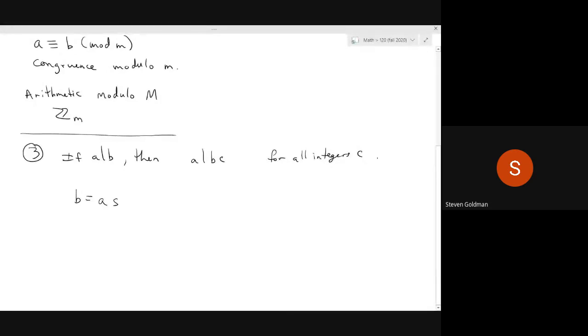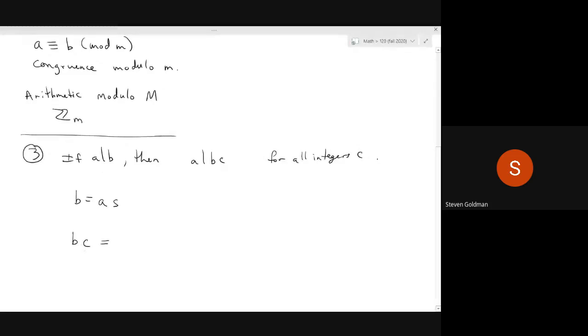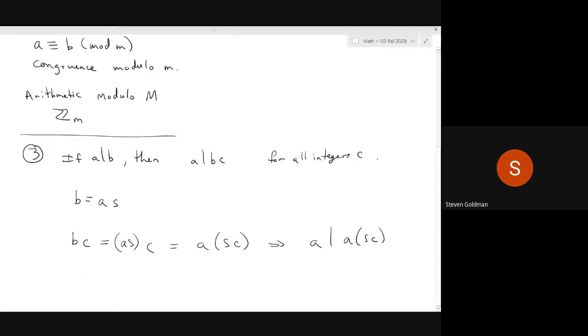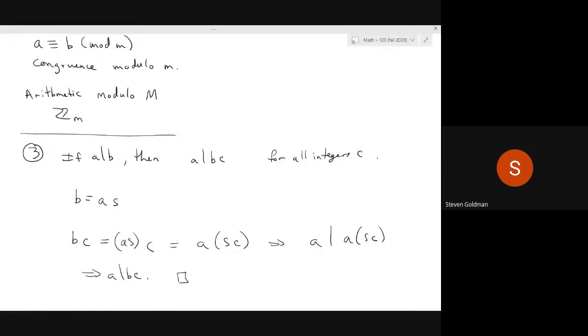So we need to show that A will divide B times C. So what is B times C? I'm doing a little bit of a shorthand here, but what is B times C going to be? Well, B is A times S. So that's A times S times C. I'm just rearranging the parentheses. So A is a factor here, so that means A divides it. So A divides A times S times C, since it's a factor. And that means that A divides B times C, and you're done.